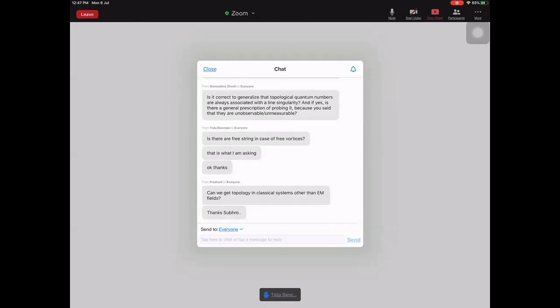There is a raised hand by Tista. Question? Am I audible? Yes. I want to ask, if we consider the periodic boundary condition, then if there are a vortex and an anti-vortex, will there be a Dirac string from one to another through this periodic boundary condition?